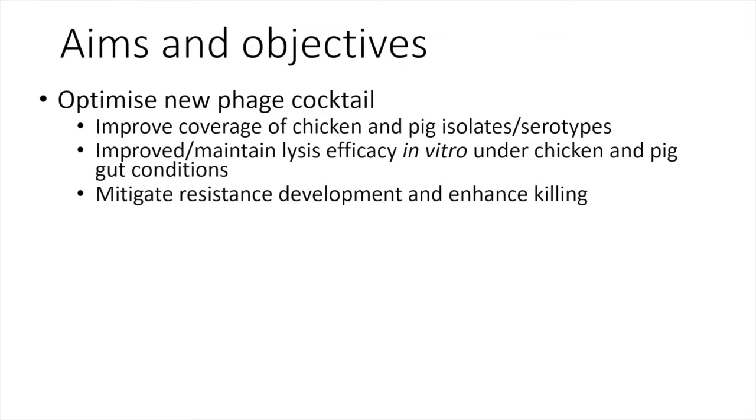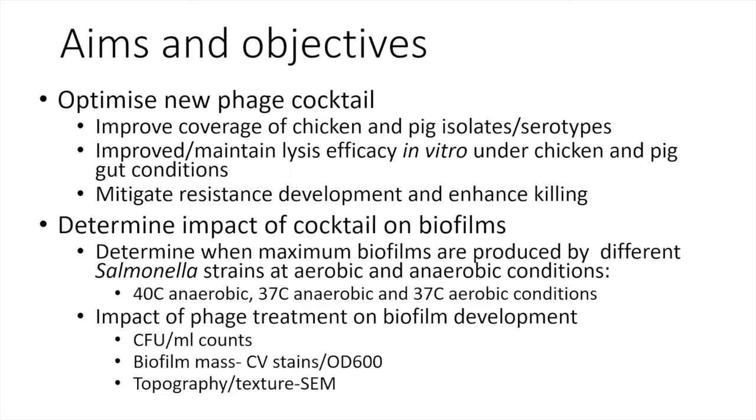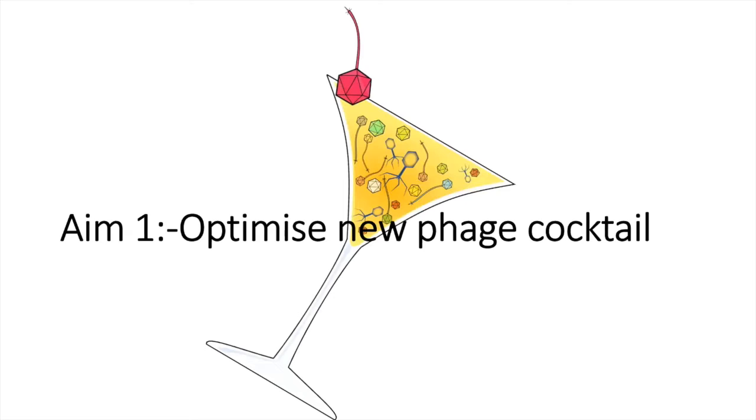And then we hope to look at cocktails that can mitigate resistance development during killing. The other aim is to determine the impact of the cocktail on biofilms. So we establish biofilms in different strains of Salmonella, focusing on the infection models that we are targeting, and also the conditions in which we hope to eventually apply these phages. We determine the effectiveness of this cocktail using different methods, which I'm going to elaborate on further in my talk. So the first aim is to optimize a new phage cocktail.